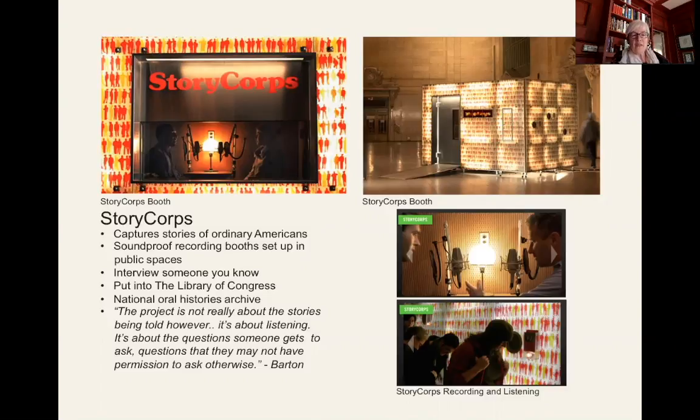His quote on this was, "The project is not really about the stories being told, however, it's about listening. It's about the questions someone gets to ask, questions they may not have had permission to ask otherwise." So it's extremely technology driven, but really inventive. And what's important about it is the element of people, and that without people, every one of these doesn't work.